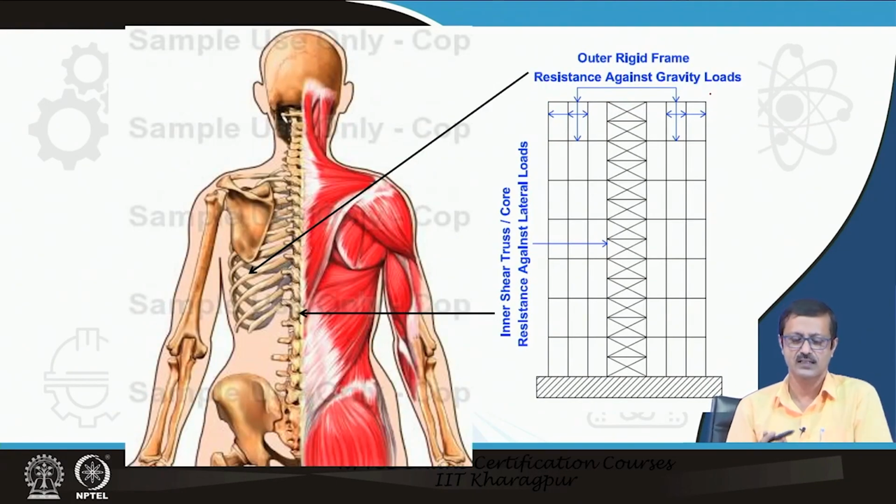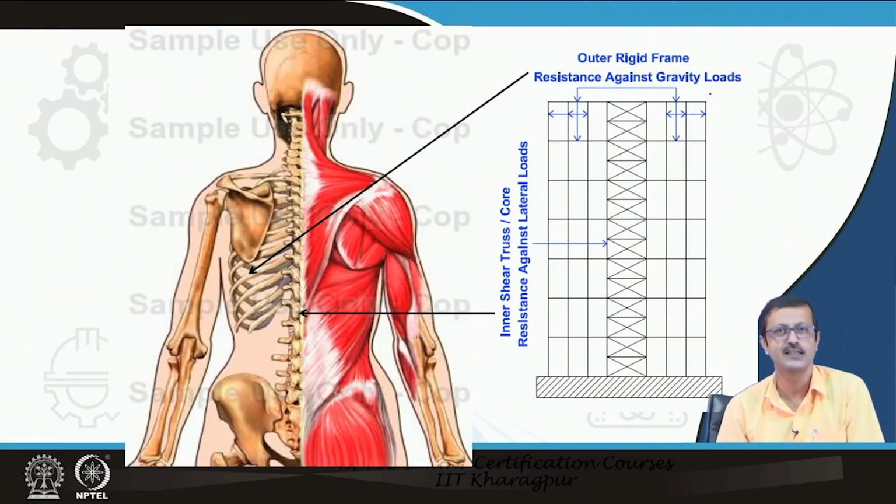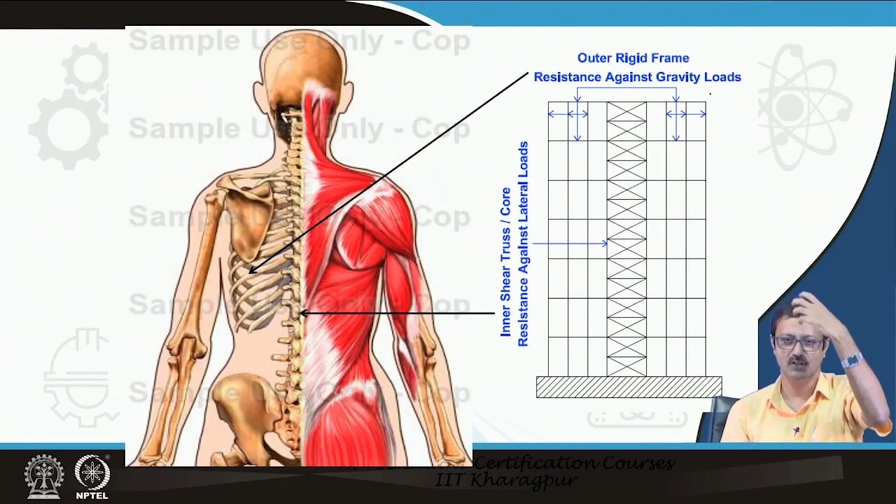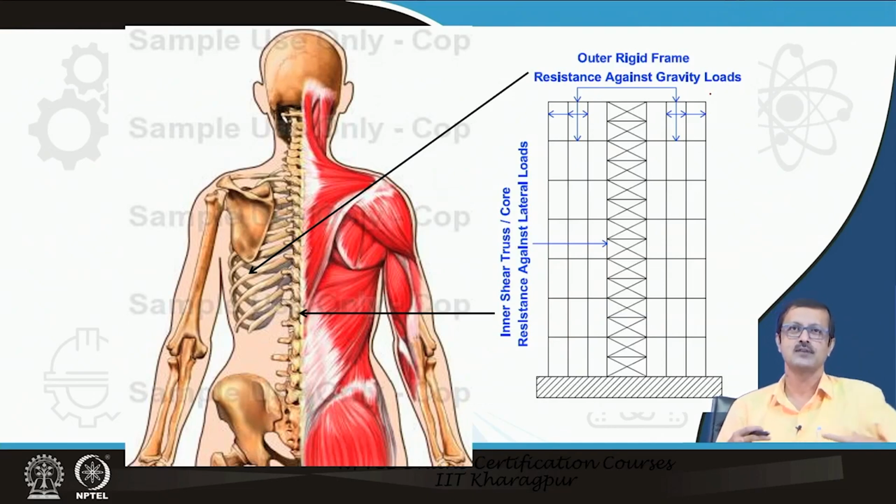It is something like the human skeleton. We have a spinal cord, which is the rigid shear core, and we also have the ribs, which are the frames. You can think of something like that, how God has created our human body as a combination of frame and shear truss.